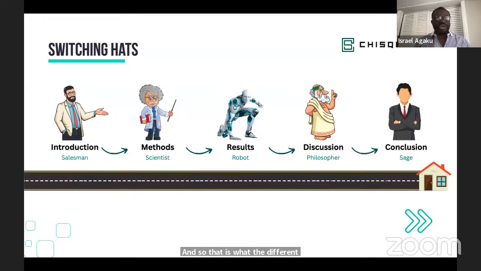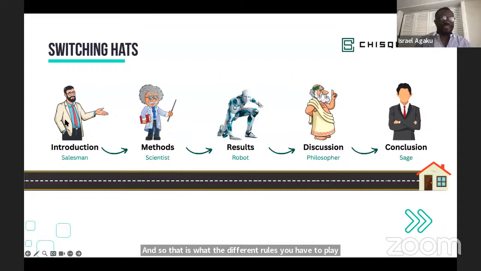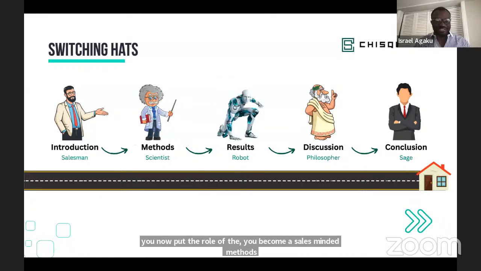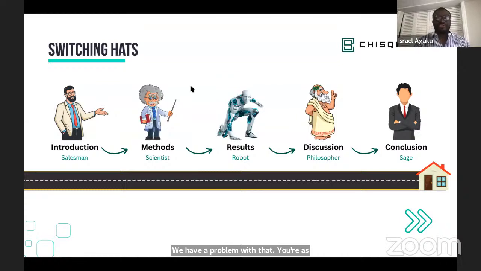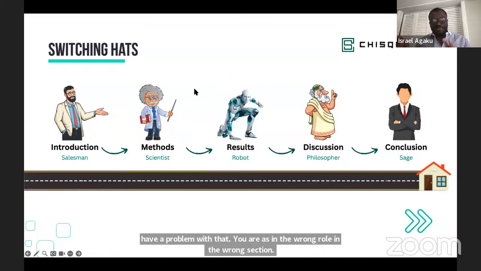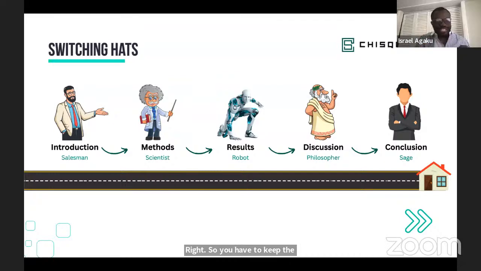We have a problem when you switch roles, if you become a salesman in the methods. You are assuming the wrong role in the wrong section, right? So you have to keep the roles appropriate, and be who you are supposed to be at the different sections of a manuscript.